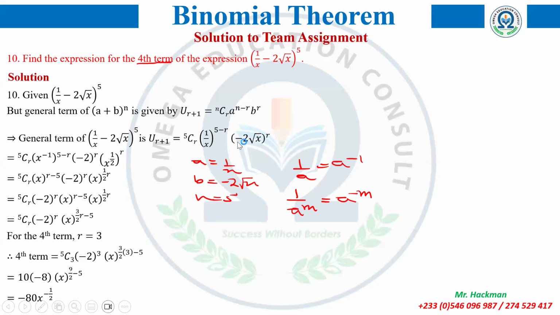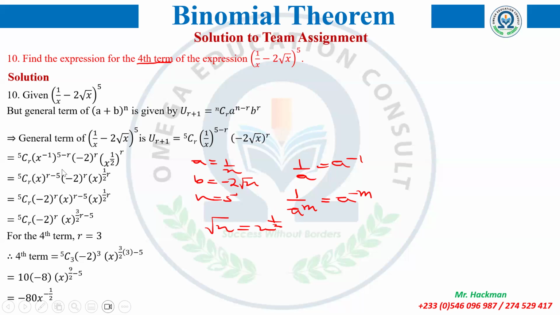I've told you to make sure that the x is explicit, standing alone, the coefficient is 1. So it will be minus 2 to the power r, then root of x to the power r. But root of x, we know, is the same as x to the power half. So instead of writing root of x, I wrote x to the power half, all to the power r.